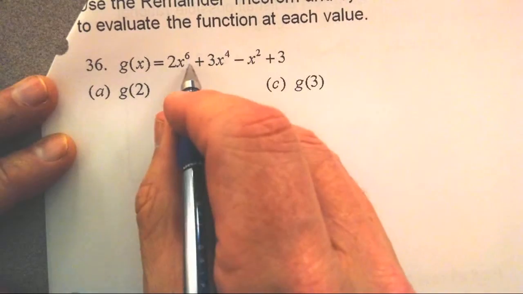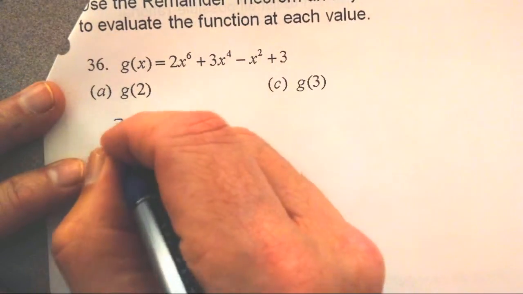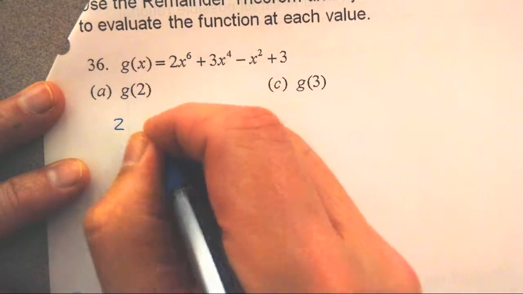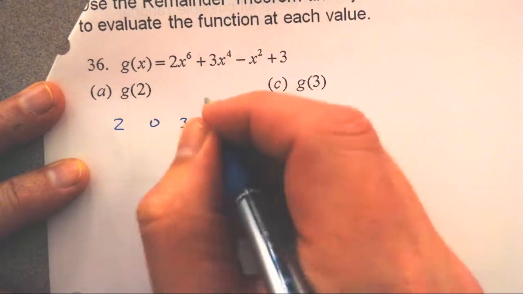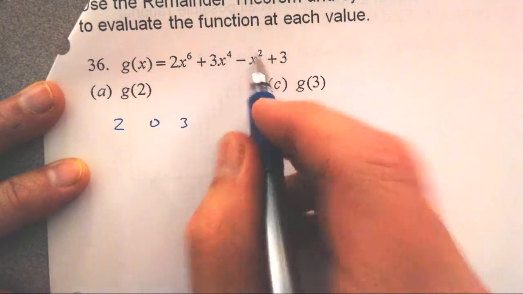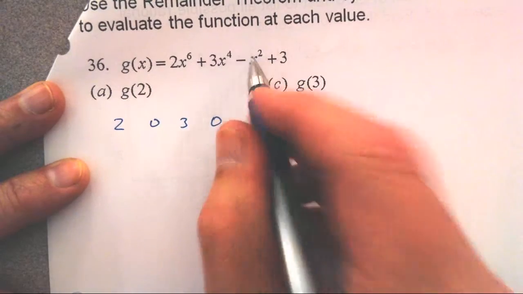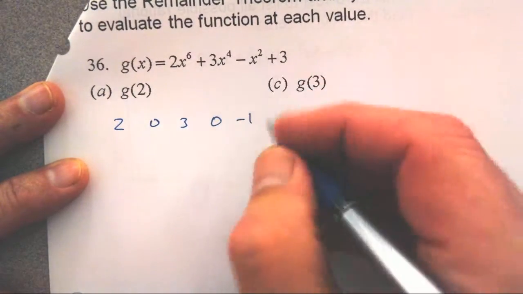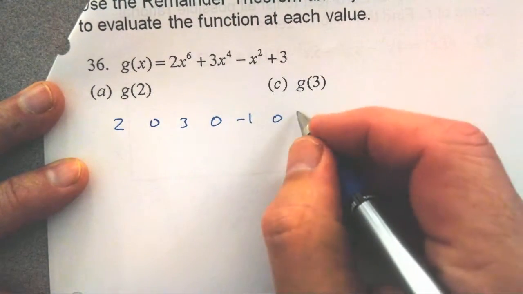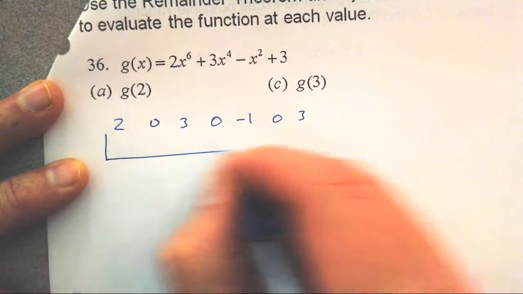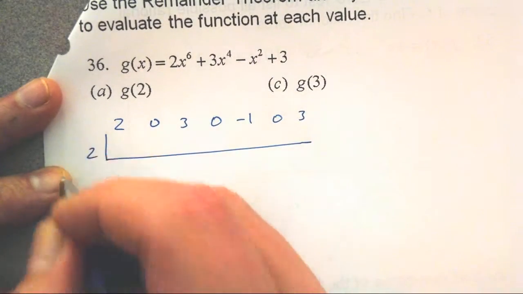So I'm going to set this up for synthetic. It's going to be 2. I have no x to the 5th. I've got to account for that. Then a 3x to the 4th. I have no x to the 3rds. I have to account for that. Then I have negative 1x squared. I have no x's. I have to account for that. And then I have a 3. And I'm going to synthetically divide through this 2.